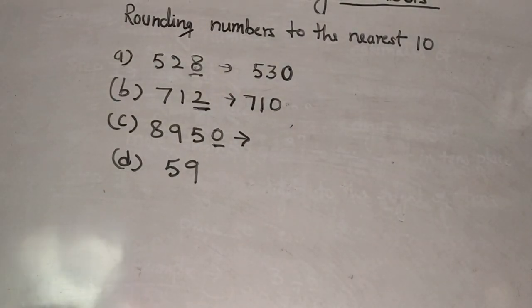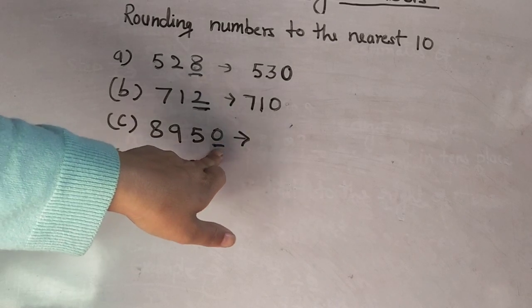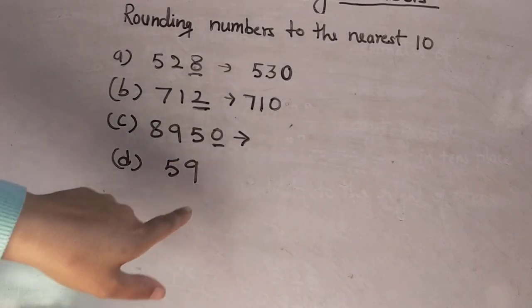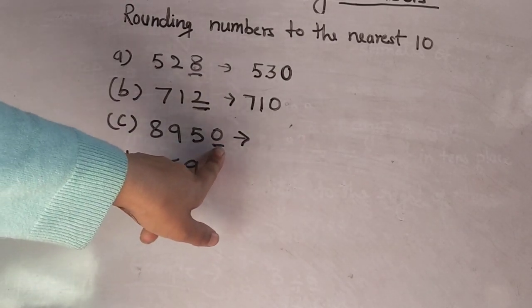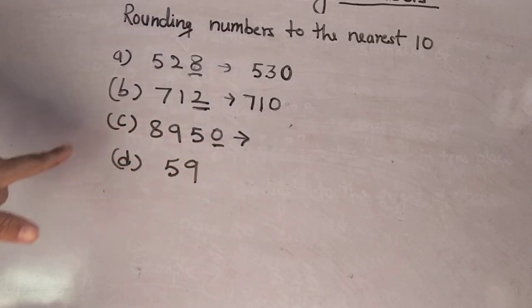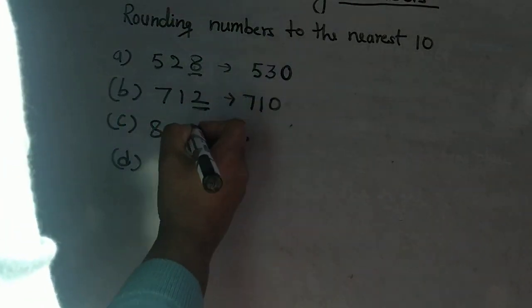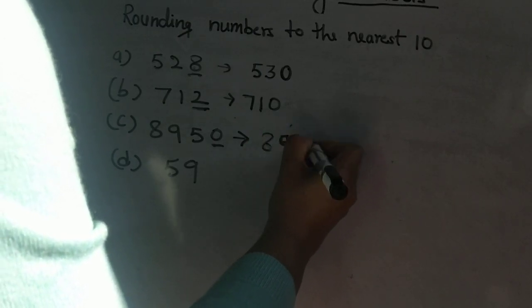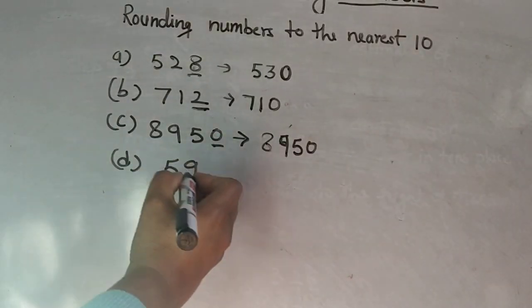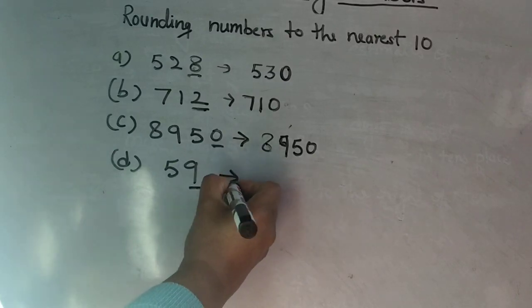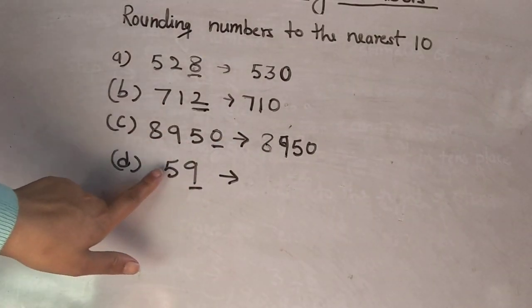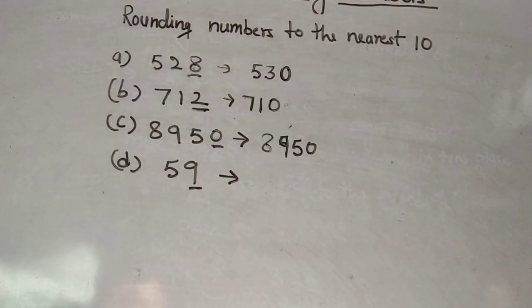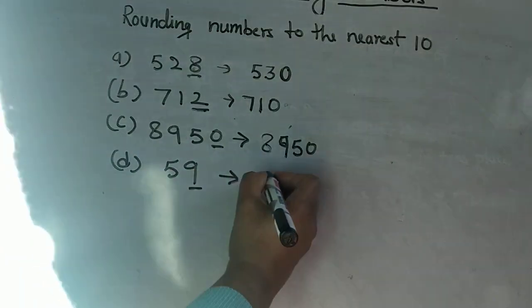The third number 8950, right to the tens place, which is ones place. It is 0 again, smaller than 5, so we will not change the digit at the tens place. Last, 59, 9 is greater than 5, so add 1 to the tens place, which is 60.